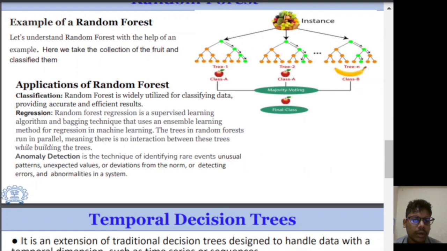Now the anomaly detection. Anomaly detection is a technique to identify rare events, unusual patterns, unexpected values or deviations from the normal, or detecting errors or abnormality. Actually, from anomaly detection, we find what are the data points that give these types of error.